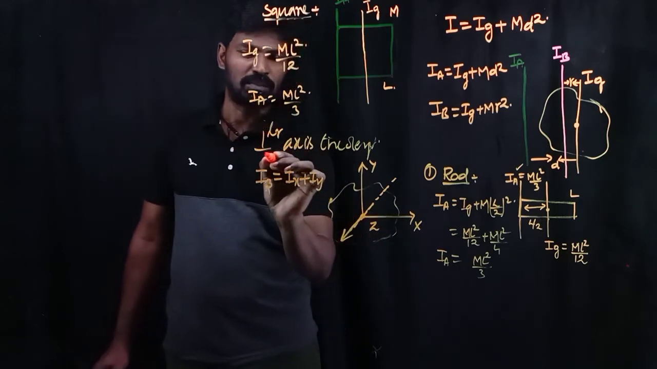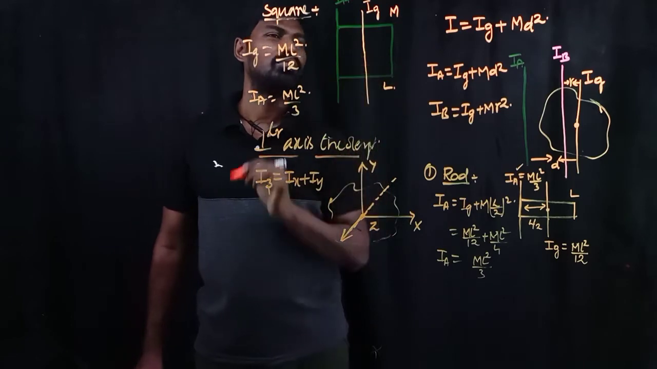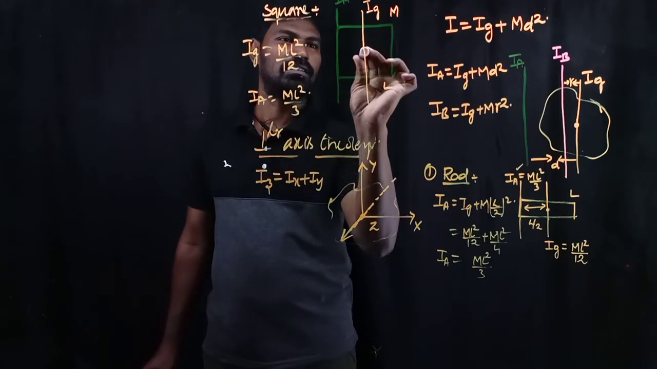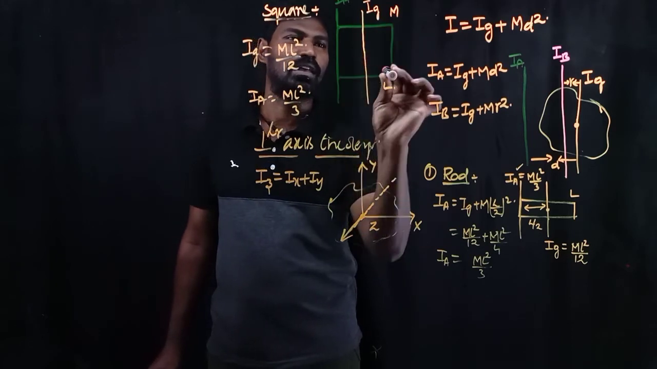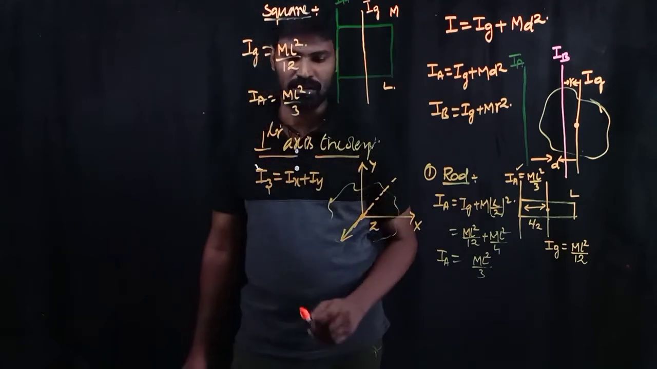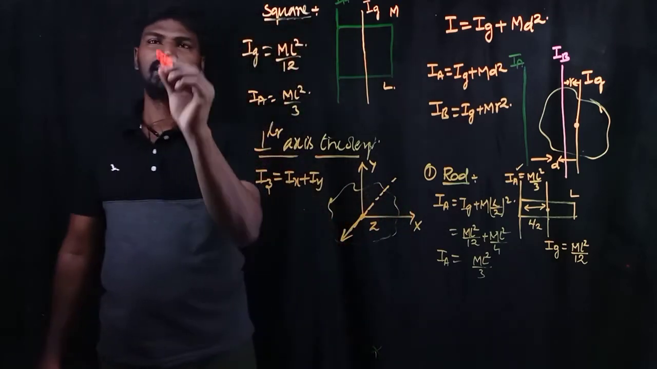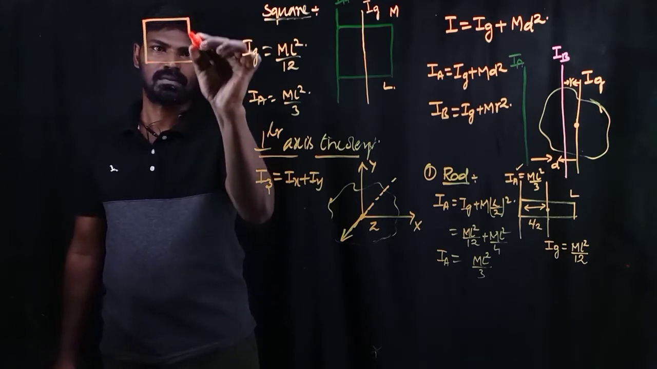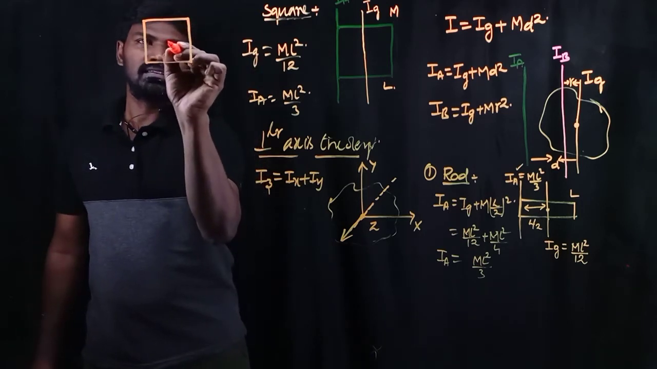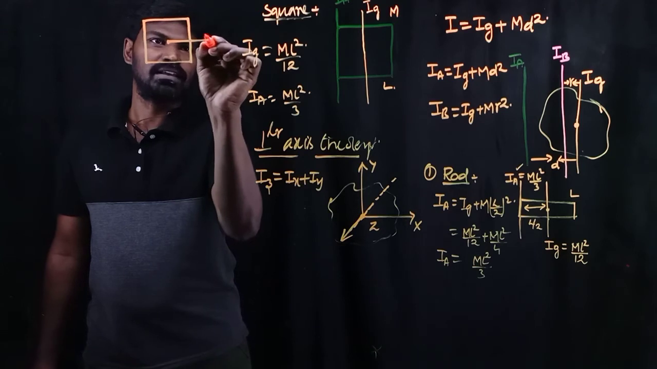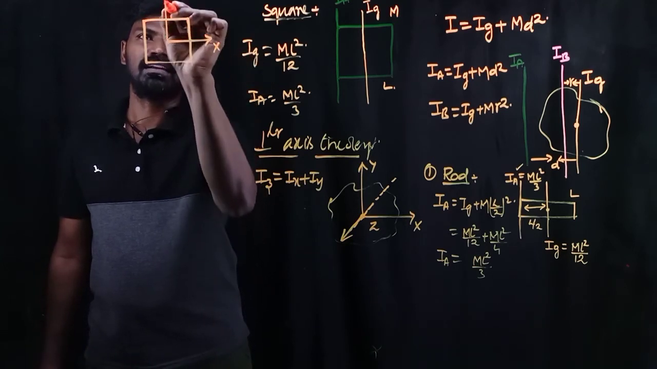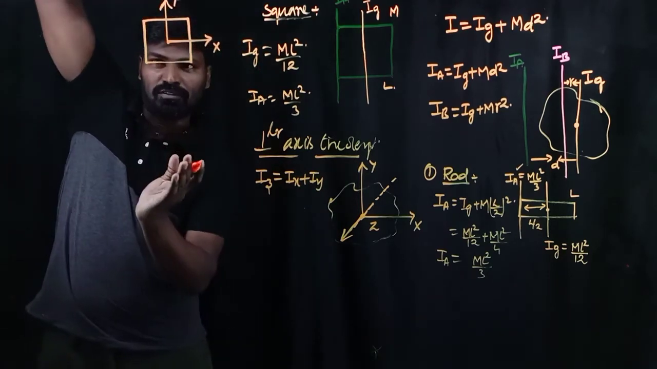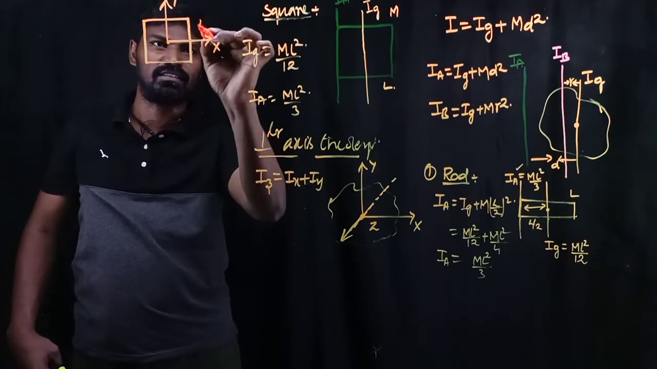Now I am using this perpendicular axis theory to find out the moment of inertia of this square lamina with respect to an axis passing through the center of mass and perpendicular to the plane of this square lamina. For that purpose, first I will consider a square lamina like this. This is the center. This axis I am taking as the x-axis. This axis I am taking as the y-axis. In this direction, from top to bottom, this is going to be half of the length, L by 2.